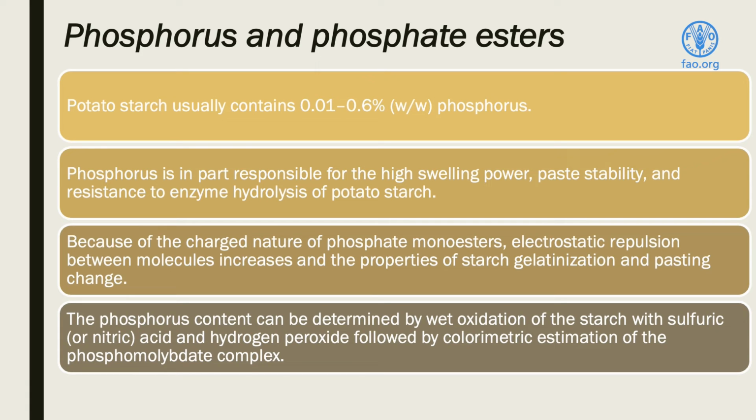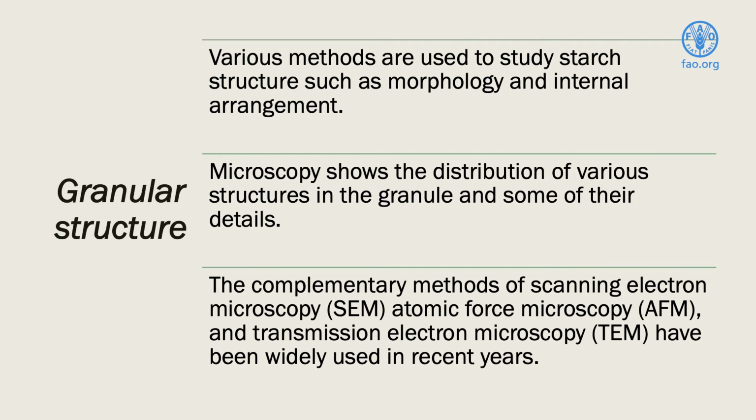The phosphorus content can be determined by wet oxidation of the starch with sulfuric acid and hydrogen peroxide, followed by colorimetric estimation of the phosphomolybdate complex. Next one is starch granule.